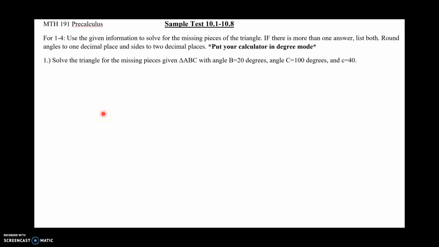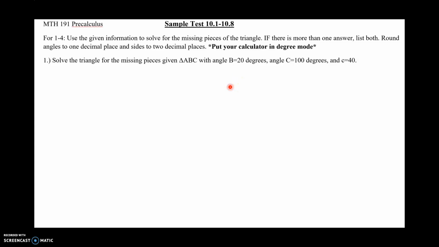All right, let's look at your sample test for Chapter 10. To begin with, we start with 10.1, which is law of sines. For law of sines, remember that you have to have a pair. You have to have two A's, two B's, or two C's.